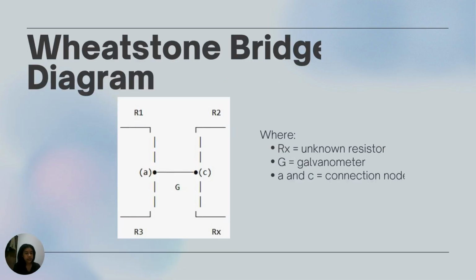You can see in this diagram, which shows the basic Wheatstone bridge circuit. It consists of four resistors, R1 and R2 on the top arms and R3 and Rx on the bottom arms. The galvanometer is connected between points A and C to detect any current flow. A voltage source is applied across the top and bottom of the bridge. When the voltage at point A equals the voltage at point C, no current flows through the galvanometer. This condition tells us that the bridge is balanced.